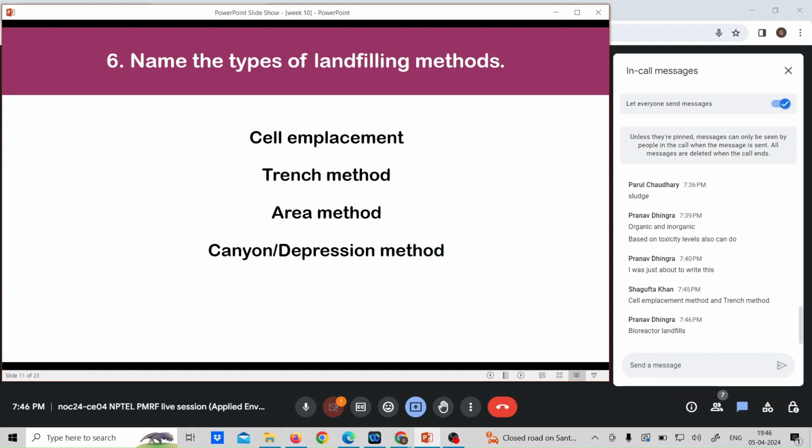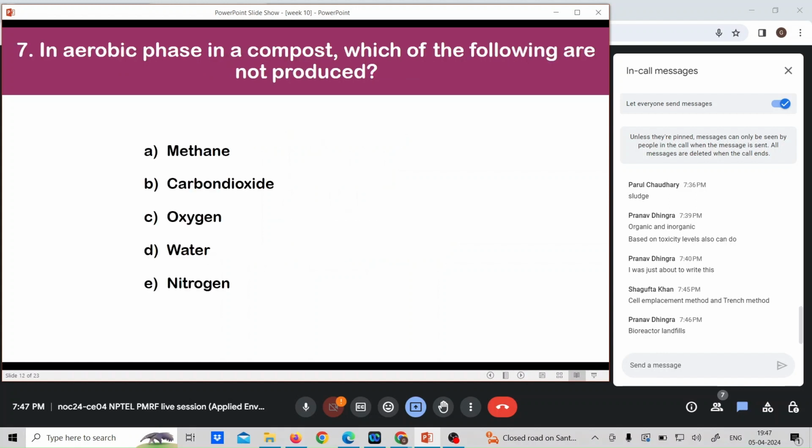Bioreactor landfills, I am not very confident about what they are. I guess they also exist because I guess these include proper methane recovery from the landfill, so that's why they are termed bioreactor landfills. Many, many more types are also there. These four I just included because most common textbooks name these methods. This was just to tell that those two are not the only methods for landfilling. You have many different kinds of methods. So here is the next question.